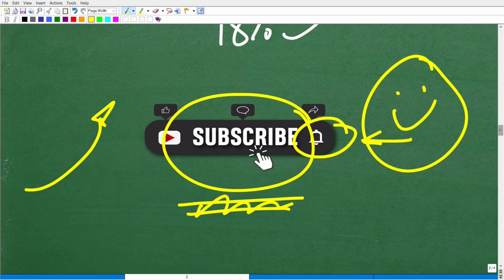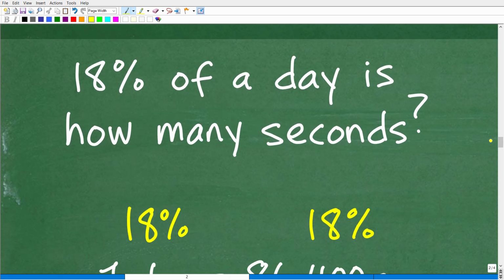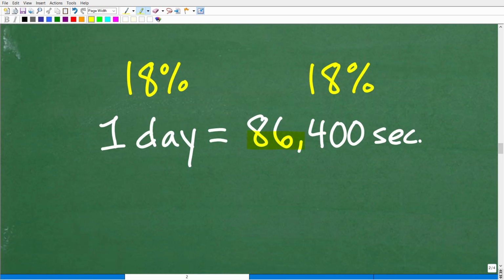Okay, back to the problem. 18% of a day is how many seconds? This is the original problem. And remember, we took the approach: all right, we have a day, how many seconds are in a day? Well, we just figured that out, right? So we now know that one day is 86,400 seconds. So all we need to do is find 18% of that.